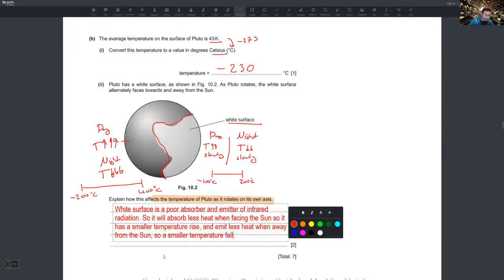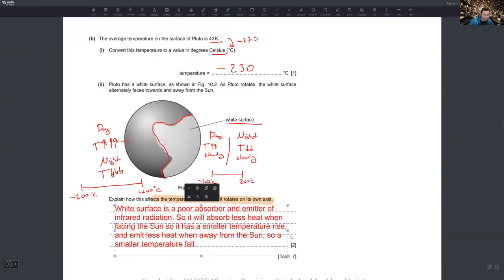Do I need to mention all of this? No. I've actually written a bit extra, more than what I need. What do you need here? To mention poor absorber and emitter of radiation, you have to. After that, one of these two things: absorbs less heat, so it has a smaller temperature rise during the day, or emits less heat, so it has a smaller temperature fall during the night. One of the two. Just mention one change. All this is because it's only two marks. Okay?